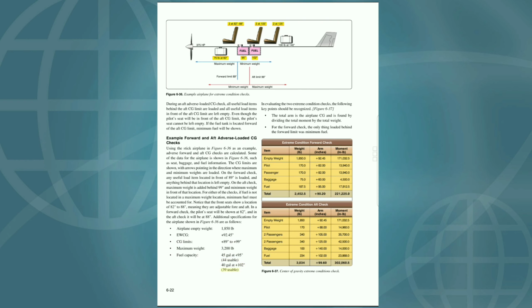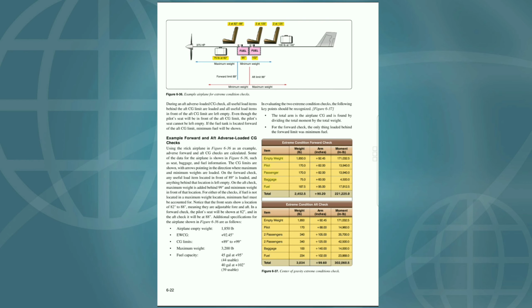In evaluating the two extreme condition checks, the following key points should be recognized. Figure 6-37. The total arm is the airplane CG, and is found by dividing the total moment by the total weight. For the forward check, the only thing loaded behind the forward limit was the minimum fuel item. Extreme condition forward check. Weight, pounds, arm, inches, moment, in pounds.